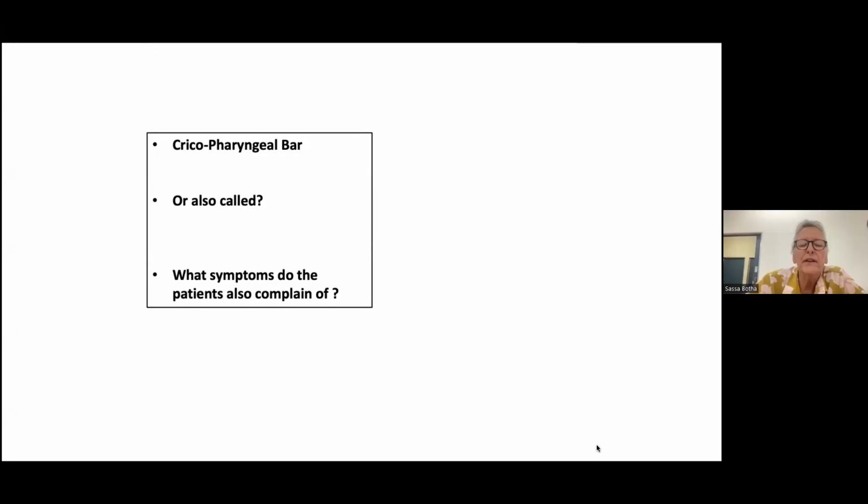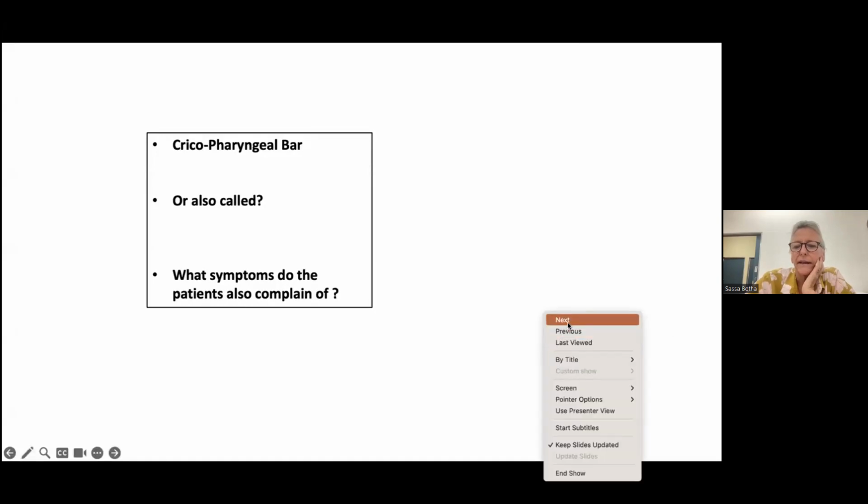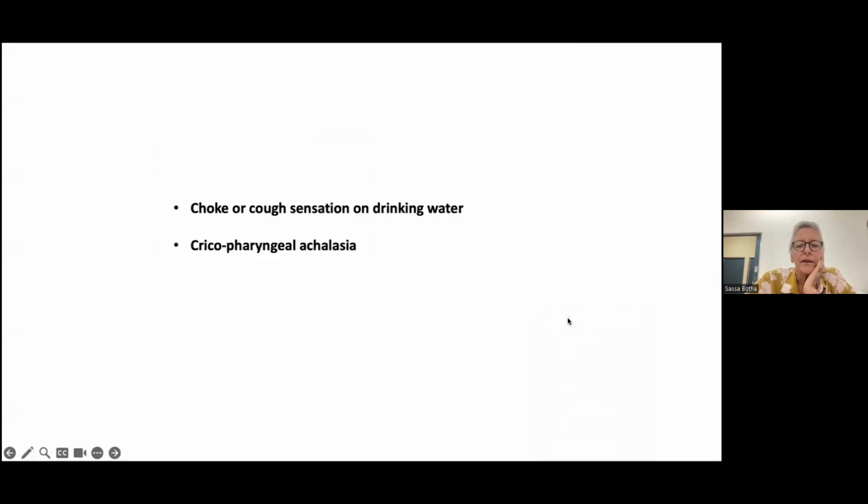Yes. So the big thing is, as you said, if you give them fluids to drink, they will cough, choke, and splutter. That is typically what you find with the cricopharyngeal bar. So it's cricopharyngeal achalasia. You'll read about that in some of the journals.